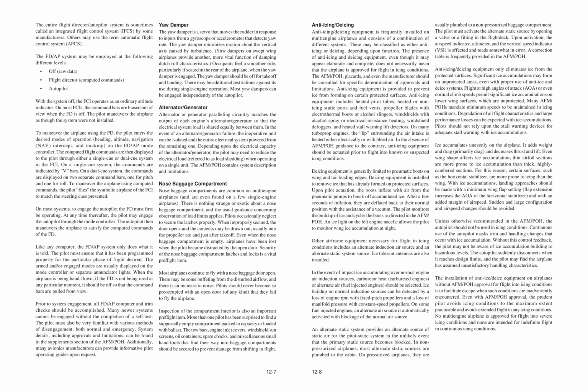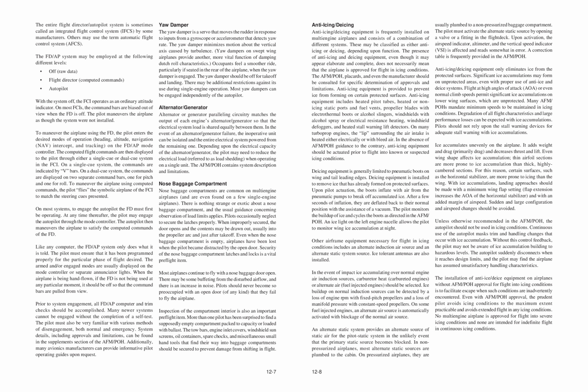To maneuver the airplane using the FD, the pilot enters the desired modes of operation: heading, altitude, navigation, NAV, intercept, and tracking, on the FD/AP mode controller. The computed flight commands are then displayed to the pilot through either a single queue or dual queue system in the FCI. On a single queue system, the commands are indicated by V bars. On a dual queue system, the commands are displayed on two separate command bars, one for pitch and one for roll. To maneuver the airplane using computed commands, the pilot flies the symbolic airplane of the FCI to match the steering cues presented.